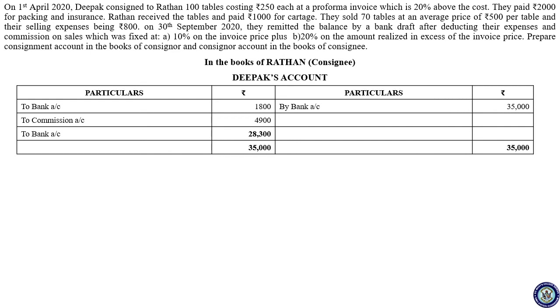So the total is 35,000 and the difference is 28,300.